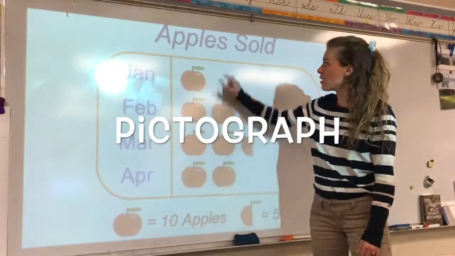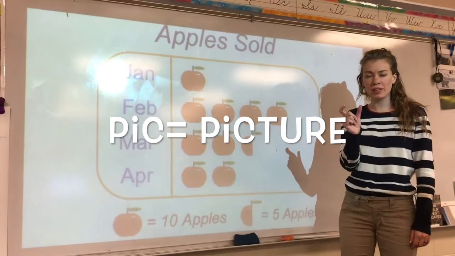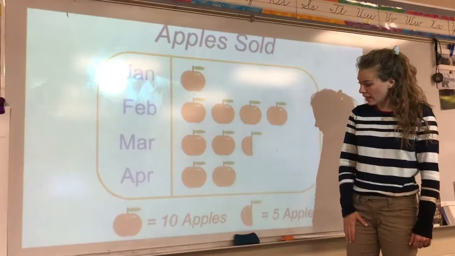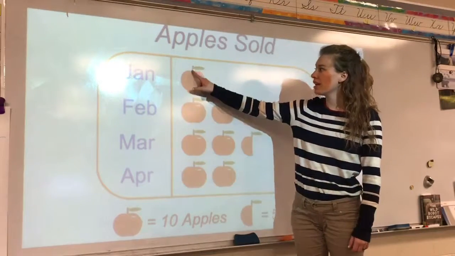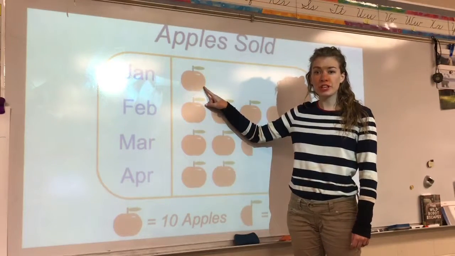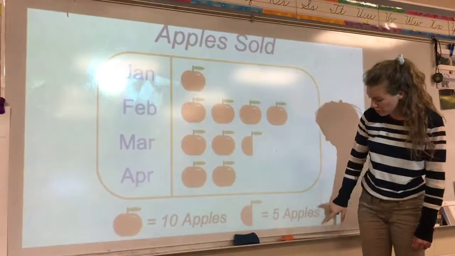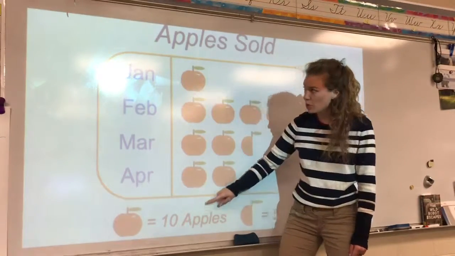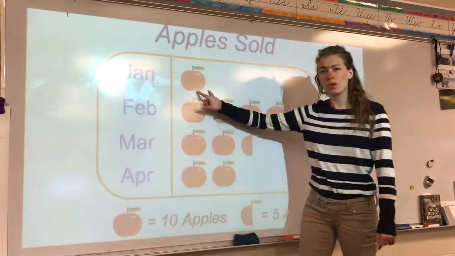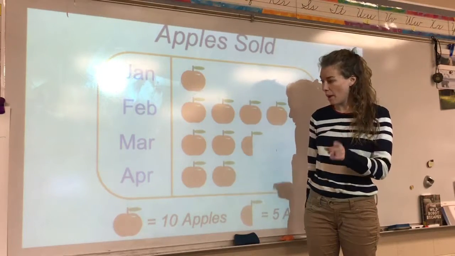We have a pictograph of apples sold. A special thing about pictographs, it has that word pic in it, which stands for picture, and we use pictures to represent our data. So in January, there's one apple that was sold. We have to look at our key for what one apple actually means. If we go to our key, you can find that one apple actually equals 10 apples. So when I see January, there was one apple sold, I can conclude that means 10 apples.